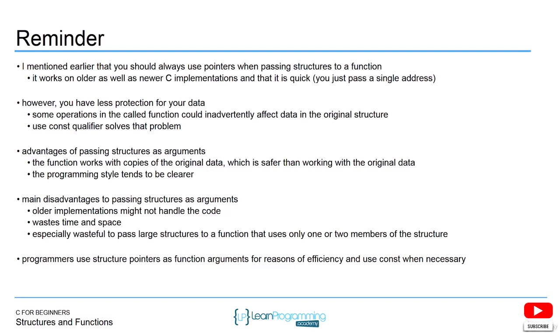Programmers use structure pointers as function arguments for reasons of efficiency, and they use const when necessary. And this is the combination that you want to do. If you're worried about the protection, just use the pointer for efficiency, and then use the const so nothing gets screwed up inside the function. Just like really normal pointers, more or less. But with structures, it's even more important because of efficiency with large structures. Passing structures by value is most often done for structures that are small. And those are kind of the rules you want to think about.